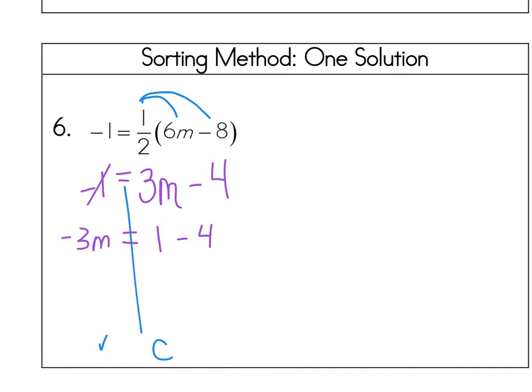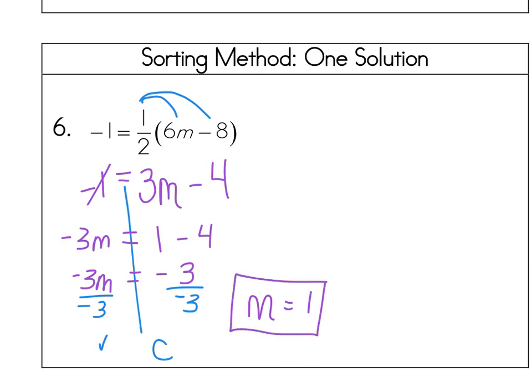So now we have all of our variables grouped together on the left side and constants on the right. I get negative 3m is equal to whatever 1 minus 4 is. Hopefully you know that that's negative 3. Our last and final step is to get rid of the coefficient in front of the m. So let's divide both sides by a negative 3. So my final answer, m is equal to a positive 1. Great work today, guys.